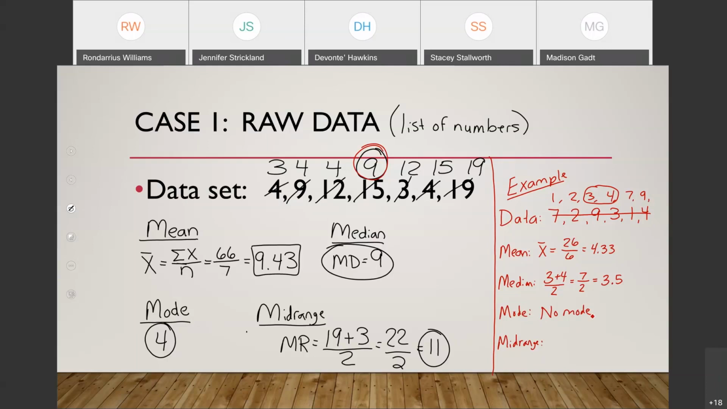All right, and then for the mid-range, you would have added 1 and 9 together and divided by 2. So you should have gotten 5. All right, any questions with that? Anybody at home with a question on that one?